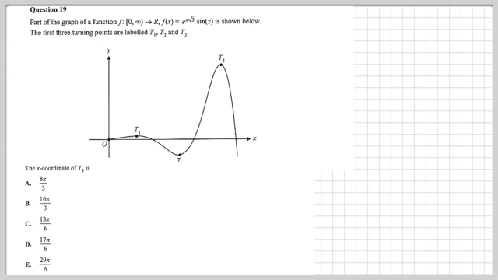Okay, question 19. Let's just take in what we've got here. We've got part of the graph of a function where it goes from 0 upwards, f of x equals something quite revolting, e to the x root 3 times sine x. Well, we need a calculator here, guys, if ever we needed one. It is shown below. The first 3 turning points are labelled T1, T2 and T3. The x-coordinate of T3.